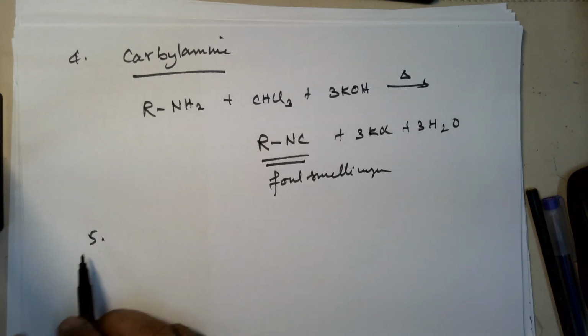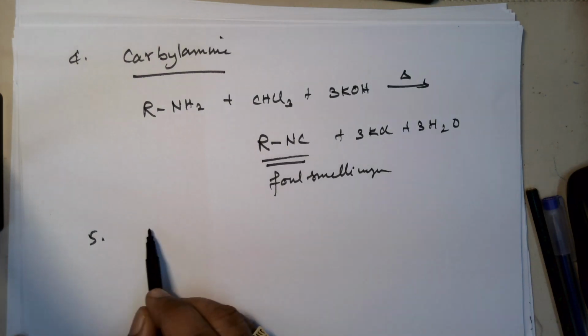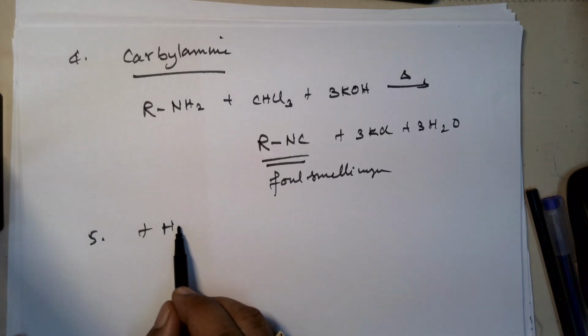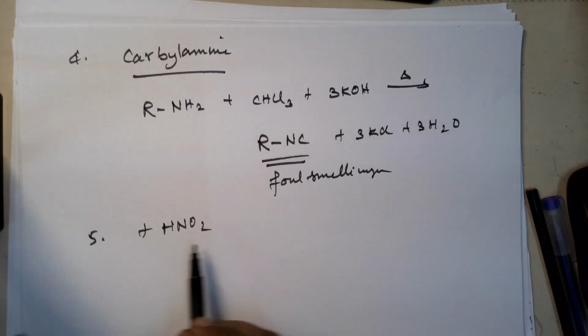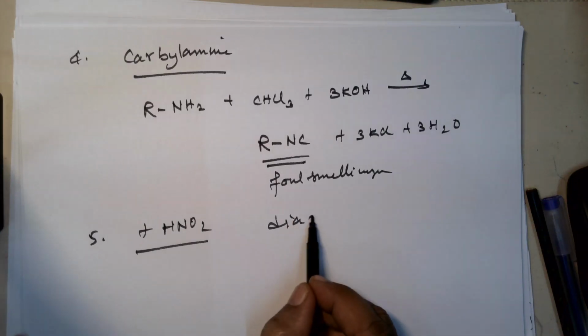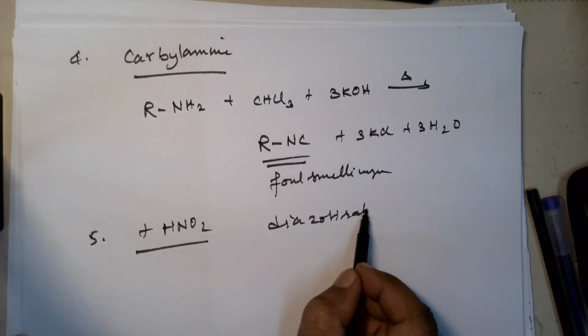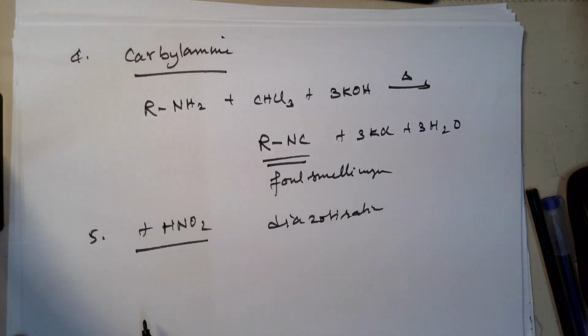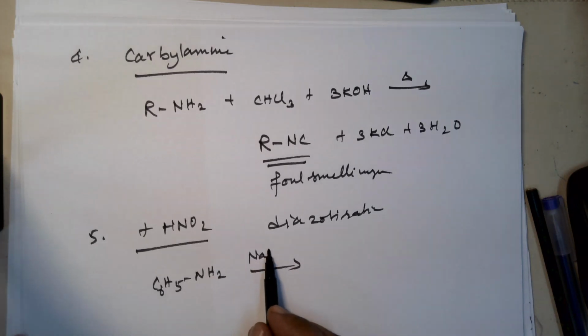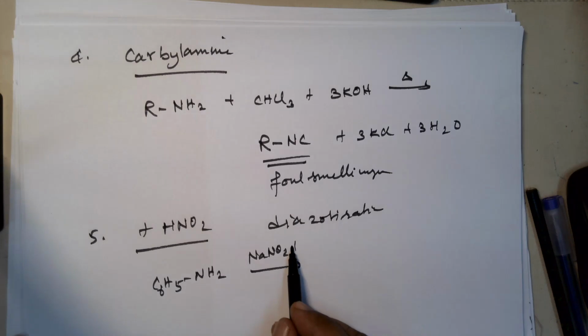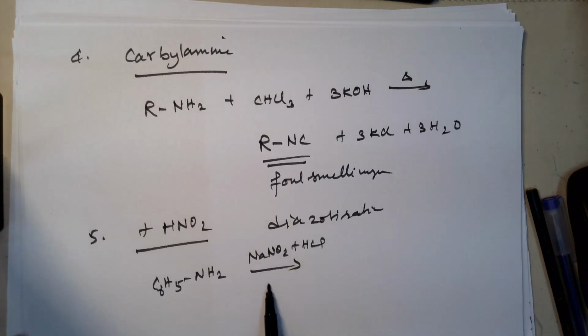There is another popular reaction called diazotization. That is a reaction with nitrous acid. It gives a diazotization reaction. It forms a diazonium chloride. For example, C6H5NH2, aniline, in presence of sodium nitrite and HCl, and the temperature should be 0 to 5 degrees Celsius or 273 to 278 Kelvin.